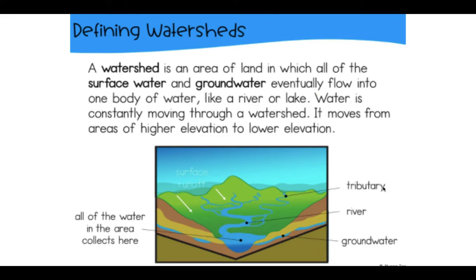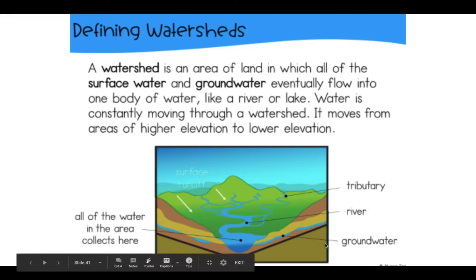So here are some of the different landforms that you've already looked at. A tributary, a river, it collects in groundwater, and eventually all of that water from the tributary, the river, and the groundwater pools in this lake.